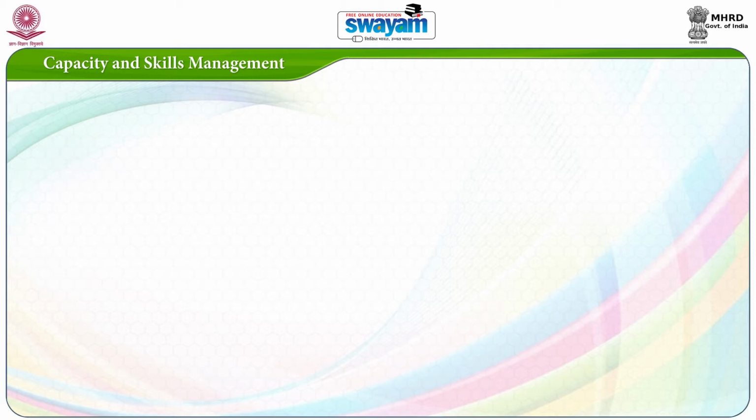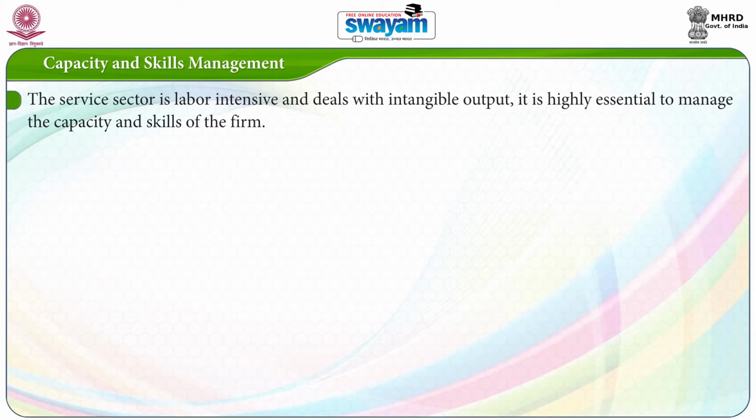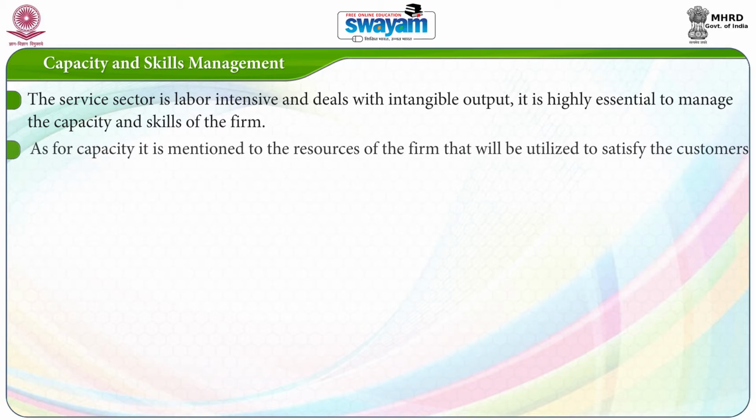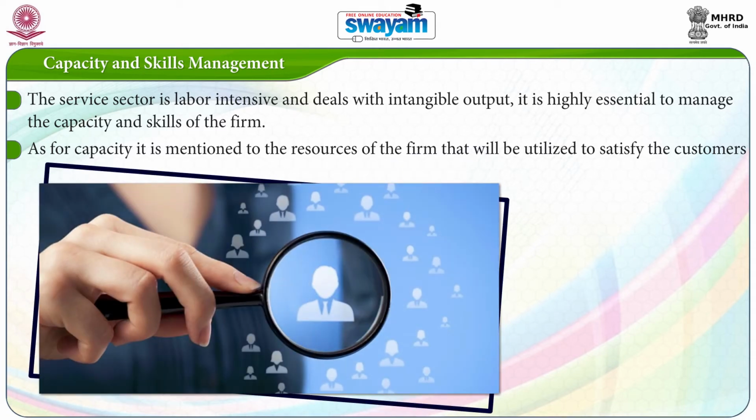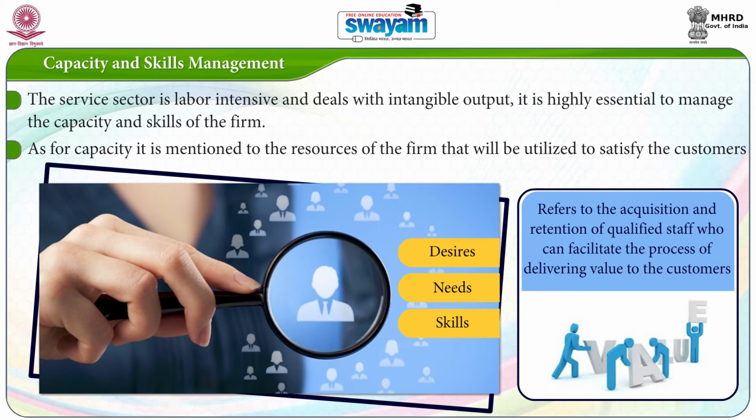The seventh point is related to capacity and skills management. As the service sector is labor intensive and deals with intangible output, it is highly essential to manage the capacity and skills of the firm. Capacity refers to the resources of the firm that will be utilized to satisfy the customer's desires. Skills refers to the acquisition and retention of qualified staff who can facilitate the process of delivering value to the customers. Well, in this session we have covered the first learning objective of supply chain management practices of service industry.